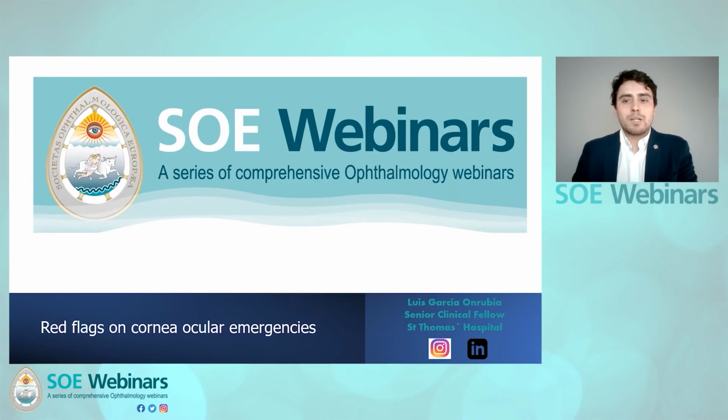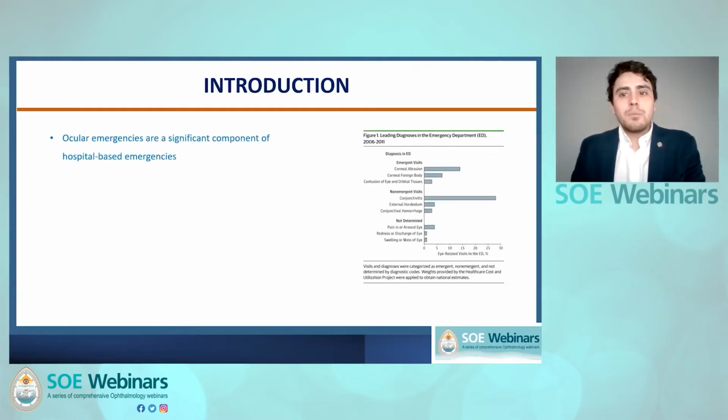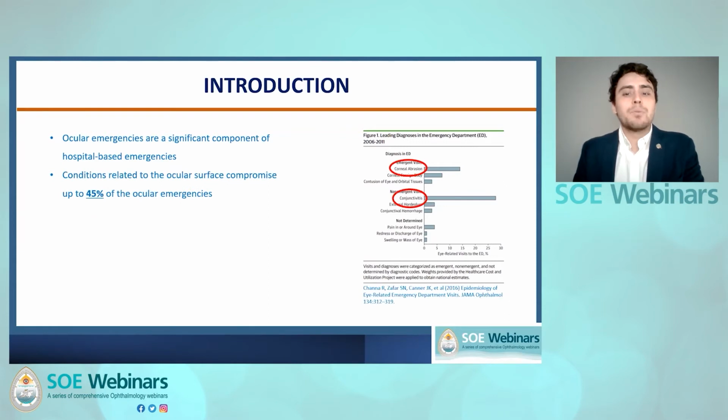So thank you, Luis. Hi, my name is Luis Garcia Onrubia, and first of all, I wanted to thank the European Society of Ophthalmology for the invitation to be part of this series of webinars. Currently, I'm doing a cataract and corneal fellowship at St. Thomas' Hospital, and today I will try to summarize my personal experience around corneal pathology in the emergency room. We must bear in mind that in hospital-based emergencies, ophthalmological emergencies are a significant component. Conditions related to the ocular surface comprise up to 45% of the ocular emergencies.